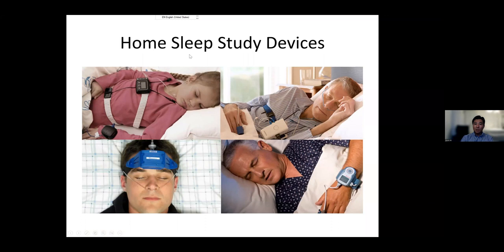But this is a little bit of a misleading name, because home devices do not necessarily monitor sleep. Those are designed to monitor breathing at home, called out-of-center sleep apnea testing or home sleep apnea testing. There are many different types of monitoring devices.